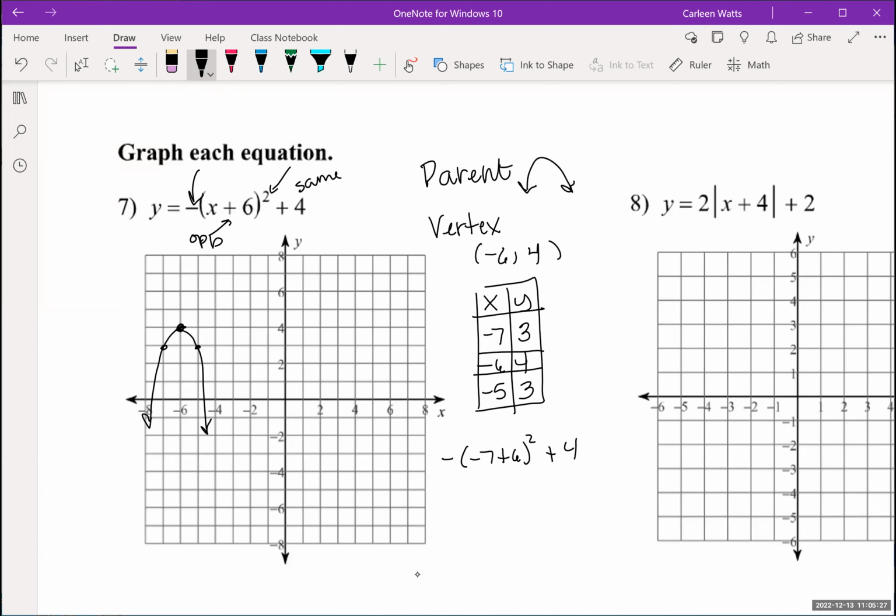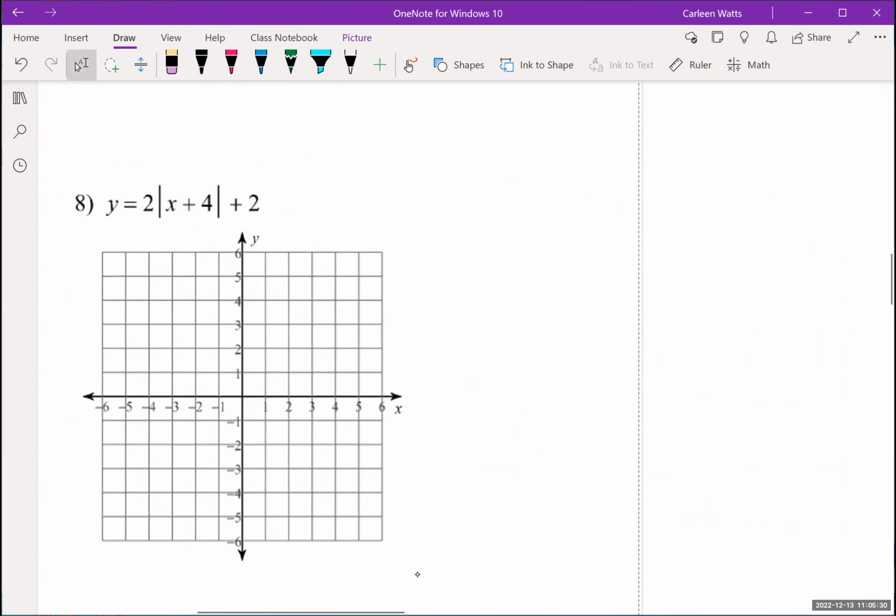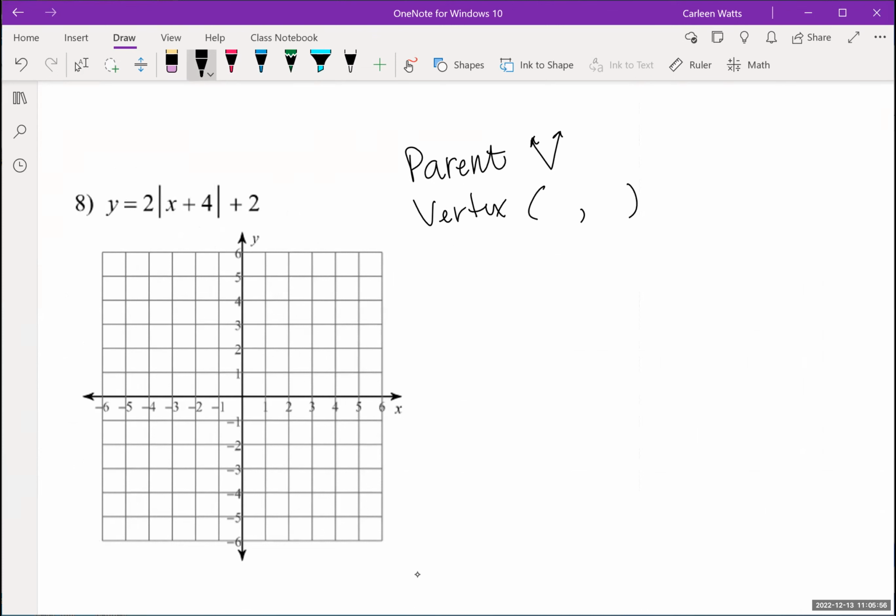Okay, number 8. Parent. The parent graph of an absolute value looks like what? A V, thank you. And it is not flipped. It is right side up. The vertex: thank you, -4, positive 2. Opposite, same.